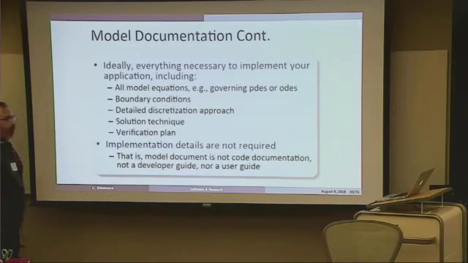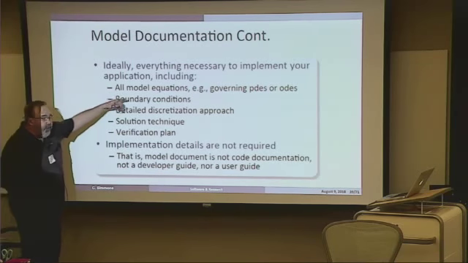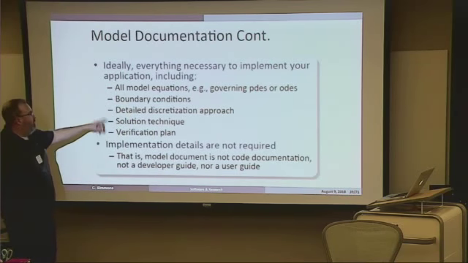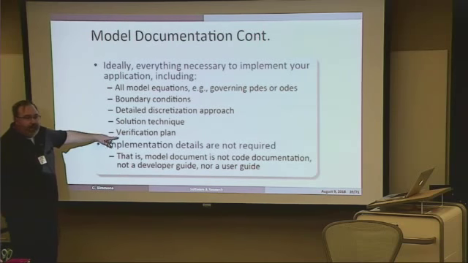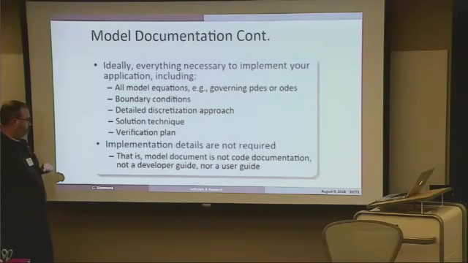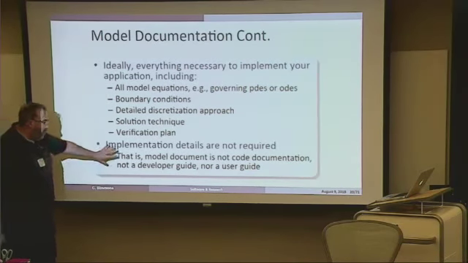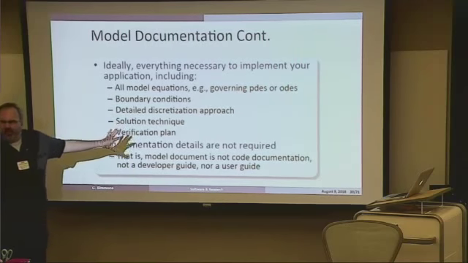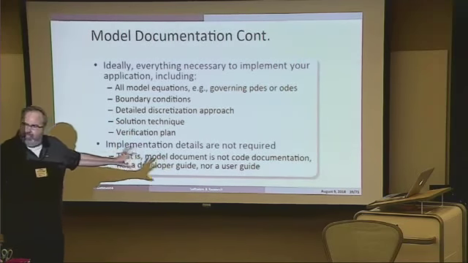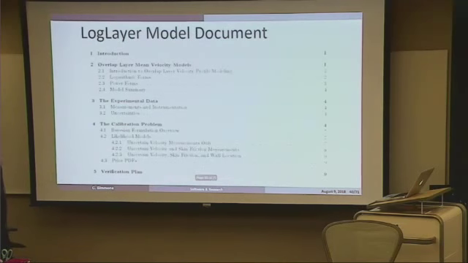All right. What goes in your model documentation? Everything necessary to implement your application. Your governing equations, your boundary conditions, your discretization approach, your solution technique, how you plan to ascertain you're correct or not, your verification plan. This is a model document, not a code document, not a developer's guide, not a user's guide. And I have some examples of these. Maybe I'll send it around to the mailing list in the future.